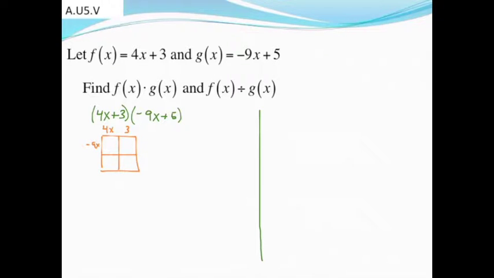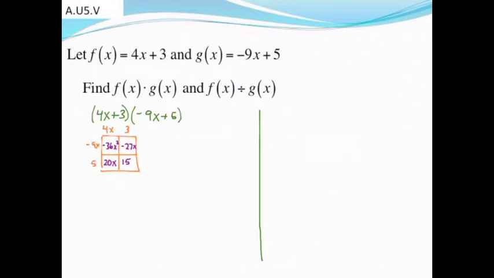Using the box method, I'm going to write my terms outside the box, and then multiply each row and column together. So 4x times negative 9x is negative 36x squared. You'll start changing your exponents, adding your exponents when you multiply. 3 times negative 9x is negative 27x. Let's keep going, let's do the bottom row. 4x times 5 is 20x. And finally 5 times 3 gets me 15.